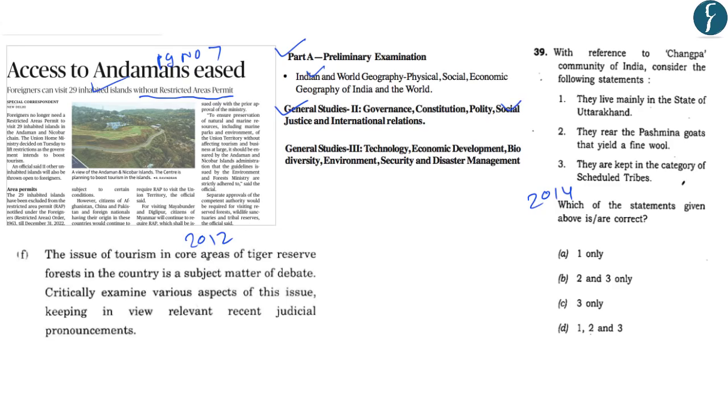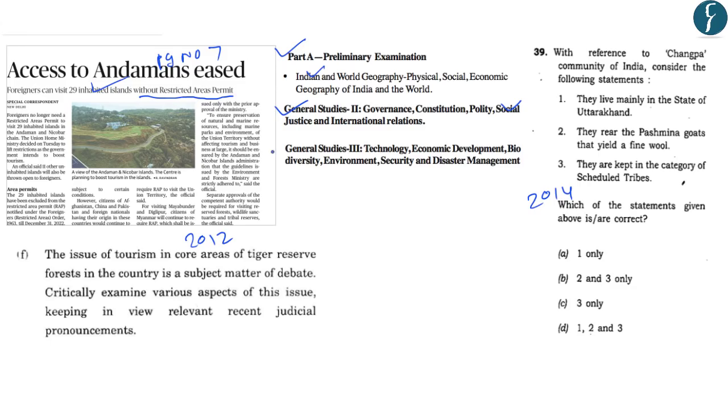Because previously in the year 2012, a question was asked related to the issue of tourism in core areas of Tiger Reserve. So the question asked, critically examine various aspects of this issue, keeping in view the relevant recent judicial pronouncements. So allowing of tourists in the restricted areas for tribes is also related to the social justice issue.